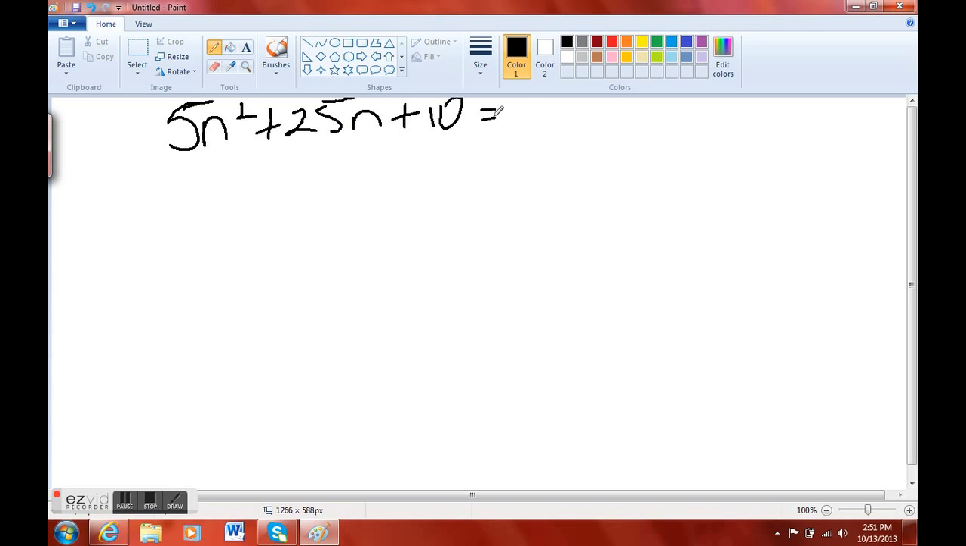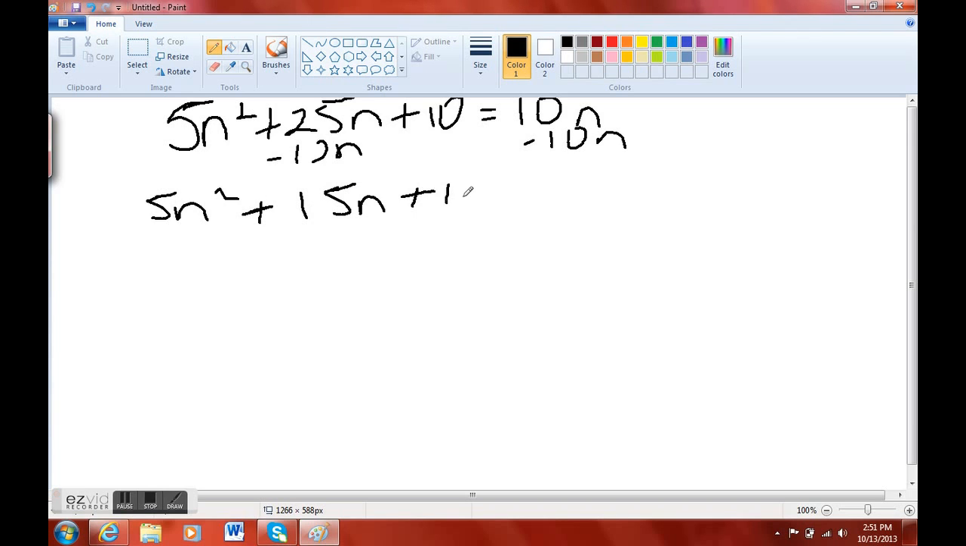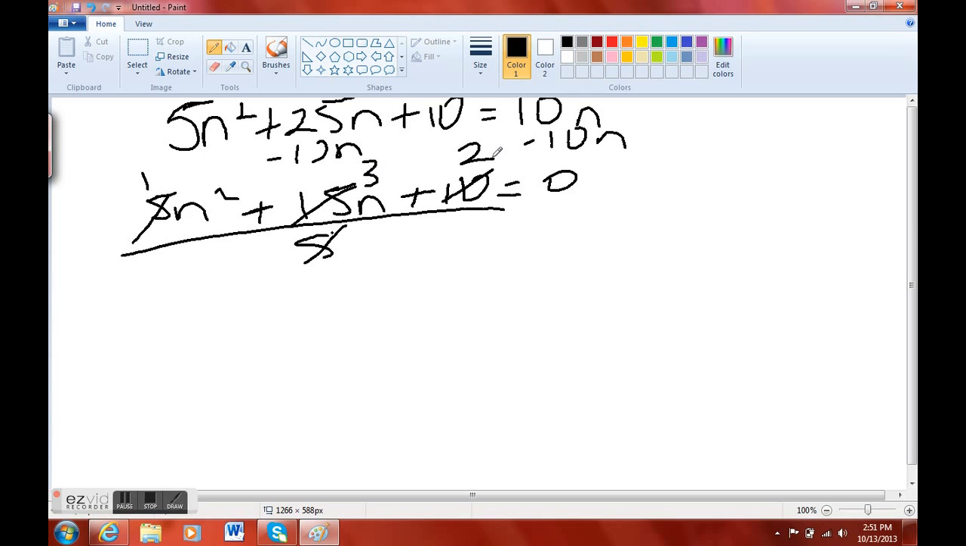Here, because it's not in standard form, you simplify. You combine like terms, which gives you 5n squared plus 15n plus 10, because you subtracted 10n from both sides, equal to 0. From here, you notice that you can divide a 5 out to make this problem a whole lot easier. So it becomes n squared plus 3n plus 2.